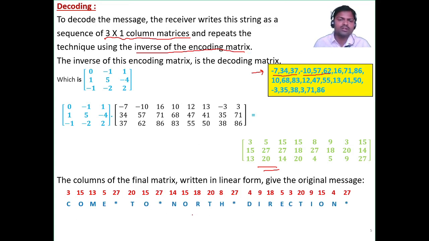If you want it to be more difficult to crack, instead of taking 3 by 3, you take 4 by 4. If you take 4 by 4 encoding and decoding matrices, then correspondingly the string should be a 4 by 1 column matrix. The mechanism is the same, the ideology is the same. Likewise we can maintain privacy between two persons. With this, I'll stop.